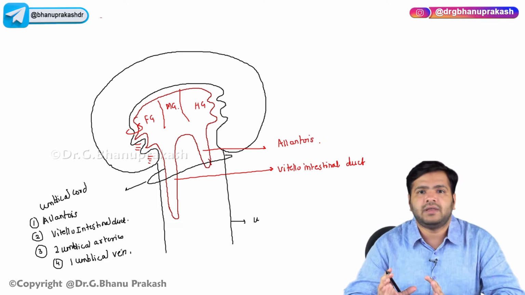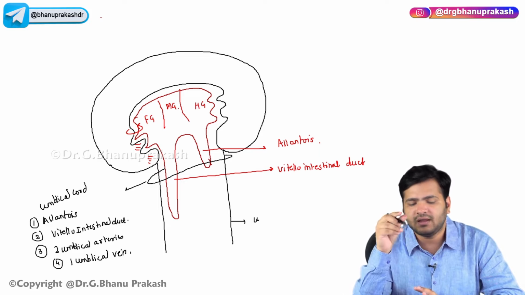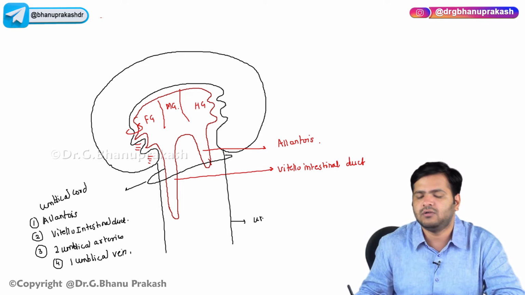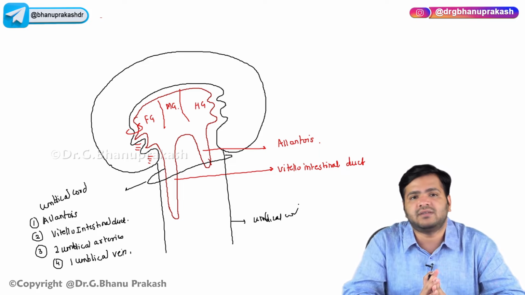So that is how the definitive yolk sac is now converted into the gut, and there are two extensions into the umbilical cord. Now this is the umbilical cord, and yes, these are the allantois and the vitello-intestinal duct.